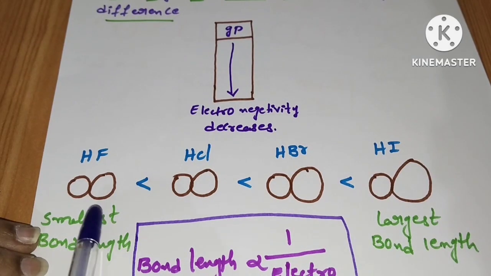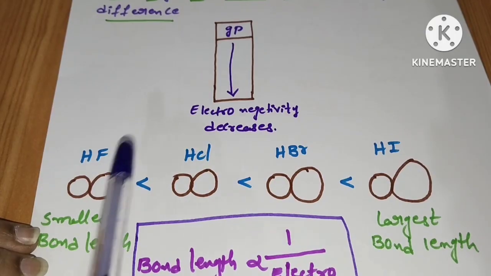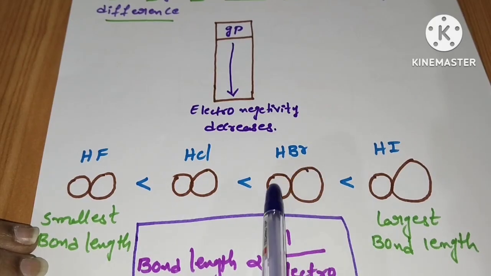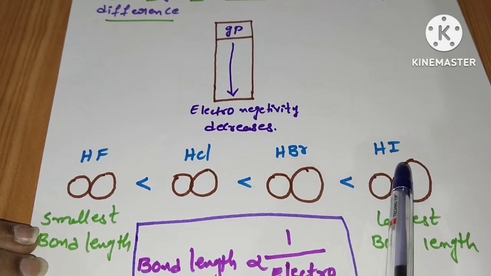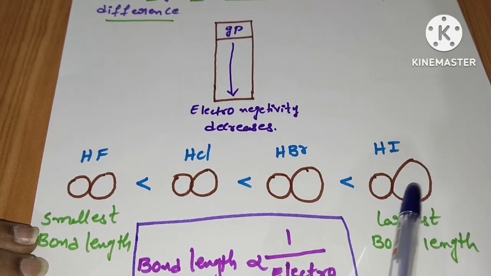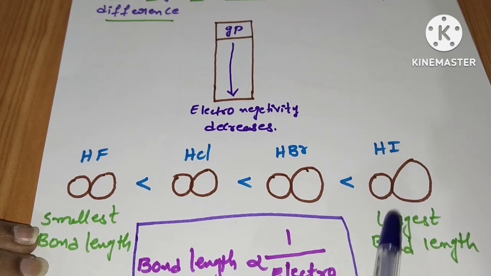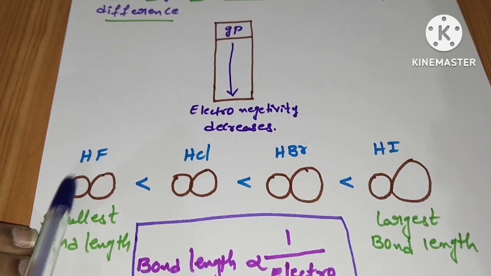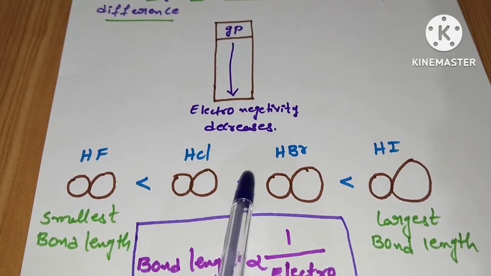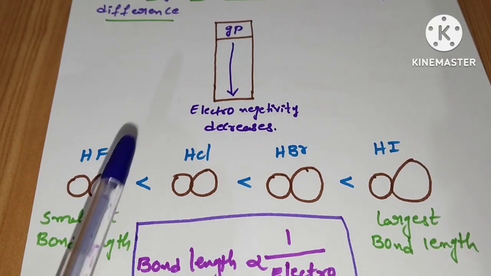Hence, the size of fluorine is small and the size of chlorine is a little bit bigger. The size of bromine is even bigger and the size of iodine is biggest. We can see that hydrogen iodide is the biggest molecule. Hence, it has highest bond length, while hydrogen fluoride is the smallest molecule. Hence, it has smallest bond length. So, this is the order of increasing bond length.